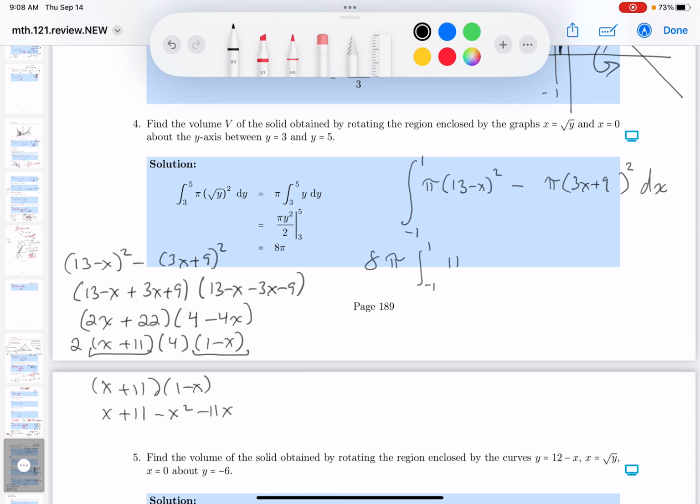And then what do you get? You get, let's see, minus 10x. And then you get minus x squared dx.